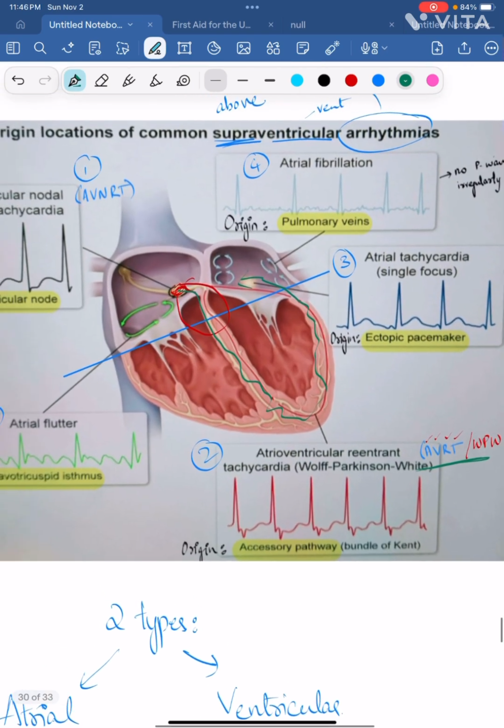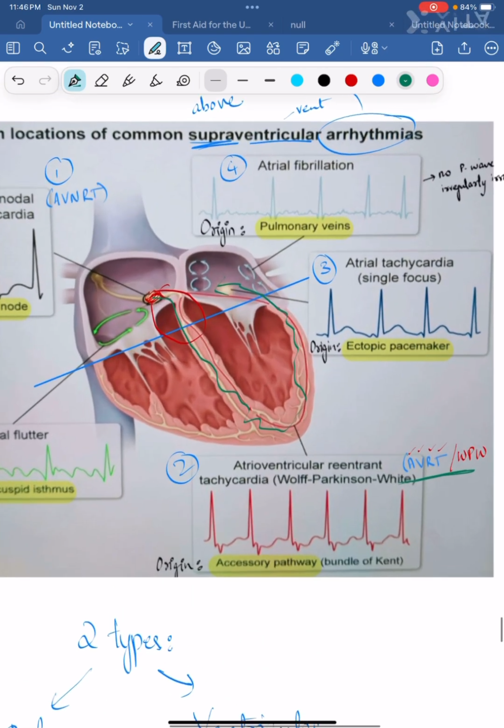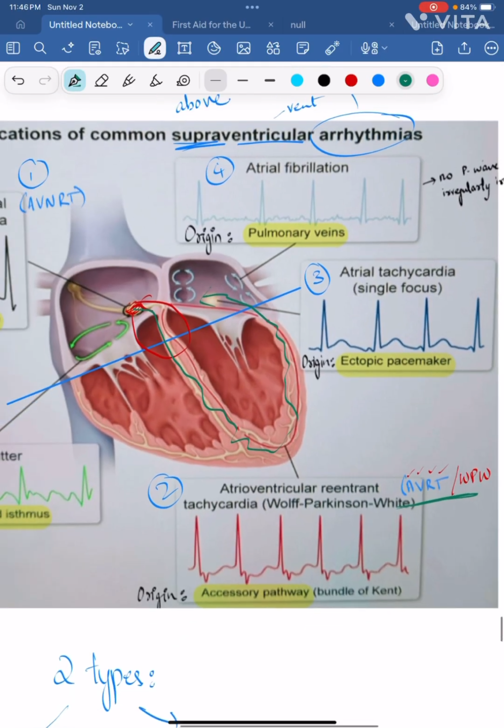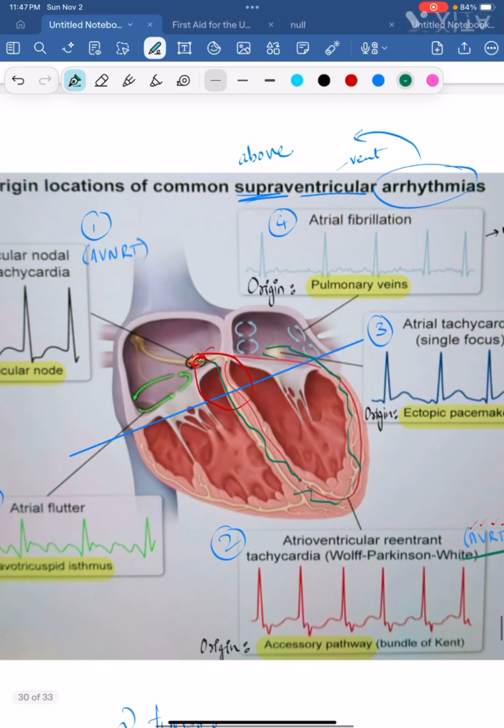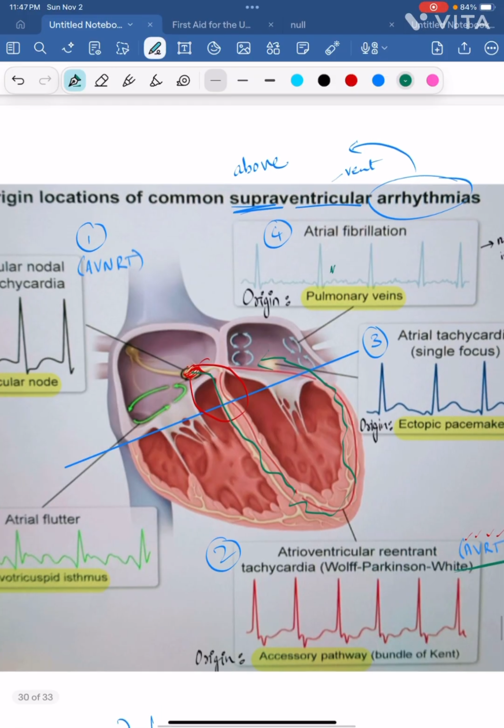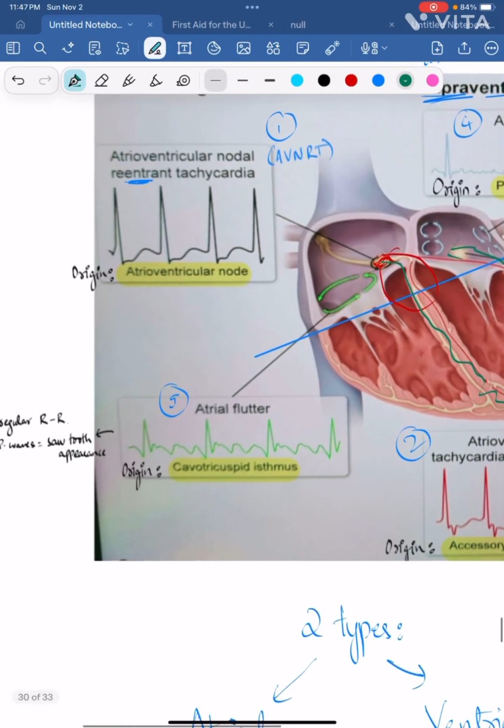Next is atrial tachycardia, single focus. It's because of a different electrical pacemaker which is present in the atria. Other than the normal AV node, there's another pacemaker in the atria which is causing abnormal conduction. Then comes atrial fibrillation. We have fibrillary waves over here like this, and then comes atrial flutter. We have flutter waves over here.